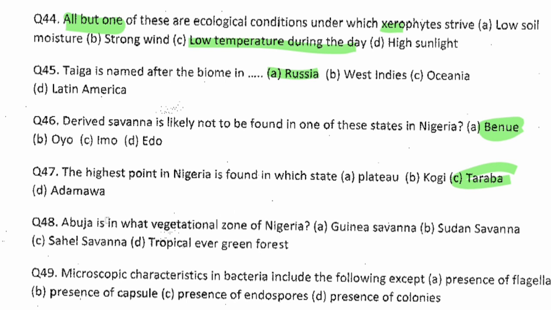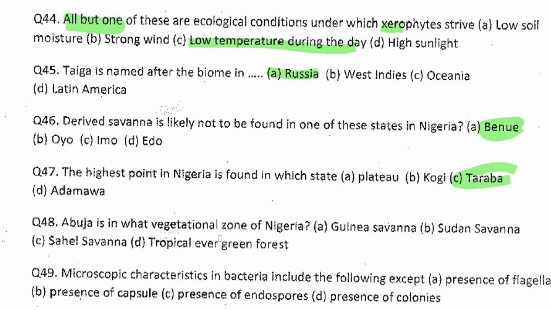48. Abuja is in what vegetational zone of Nigeria? Anytime you want to know the vegetational zone, just ask yourself, that place they are mentioning, how is its climate? Remember, it is the climate that will determine the type of vegetation that exists there. Is the place always dry? Is it a rainforest? Is it always raining? If the place is always raining, then it should be forest. If it's always dry, it may be savanna. It might be desert. With that you can help yourself.